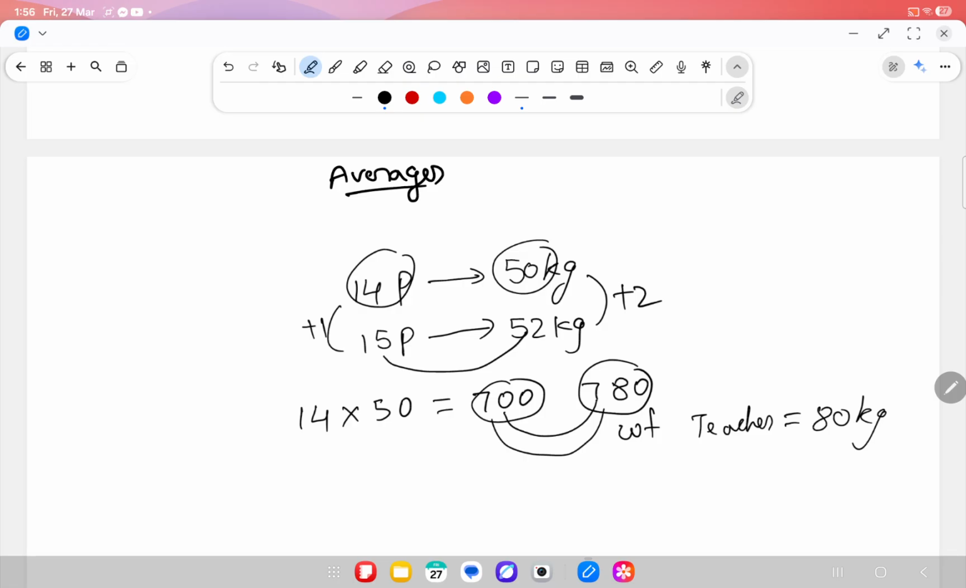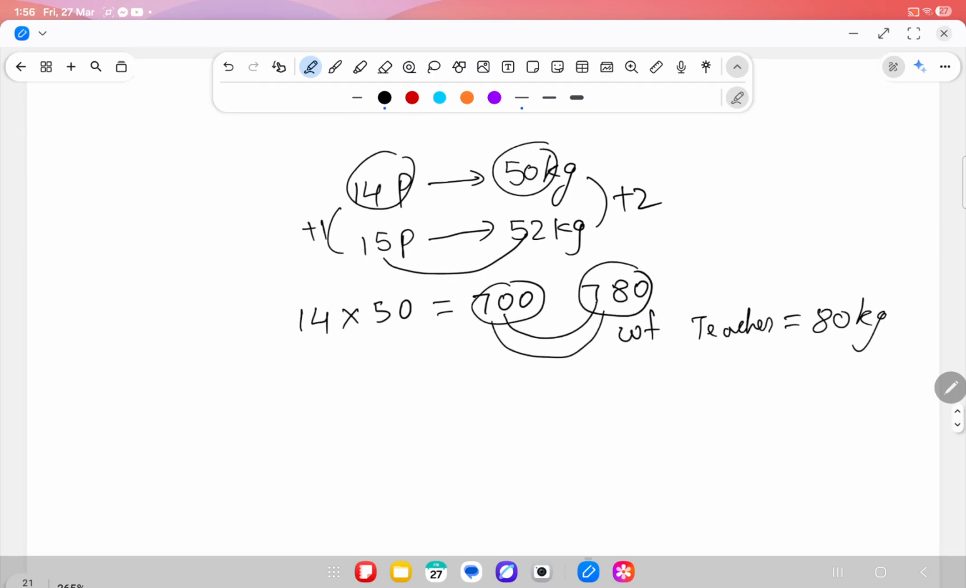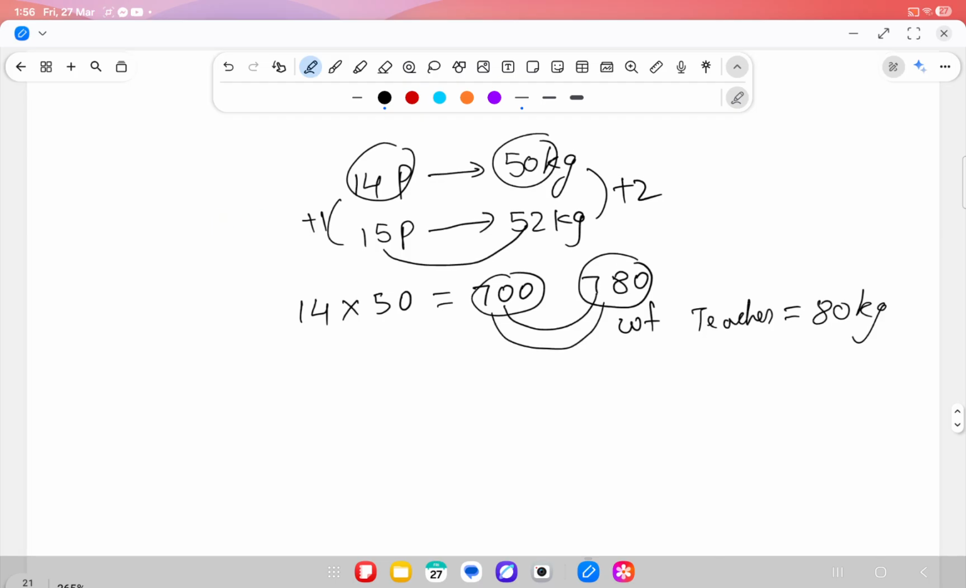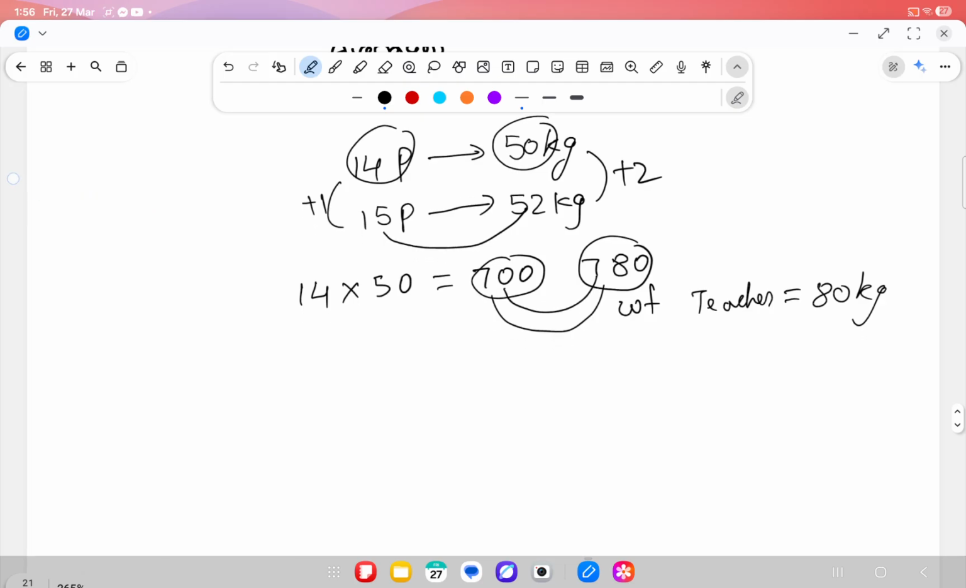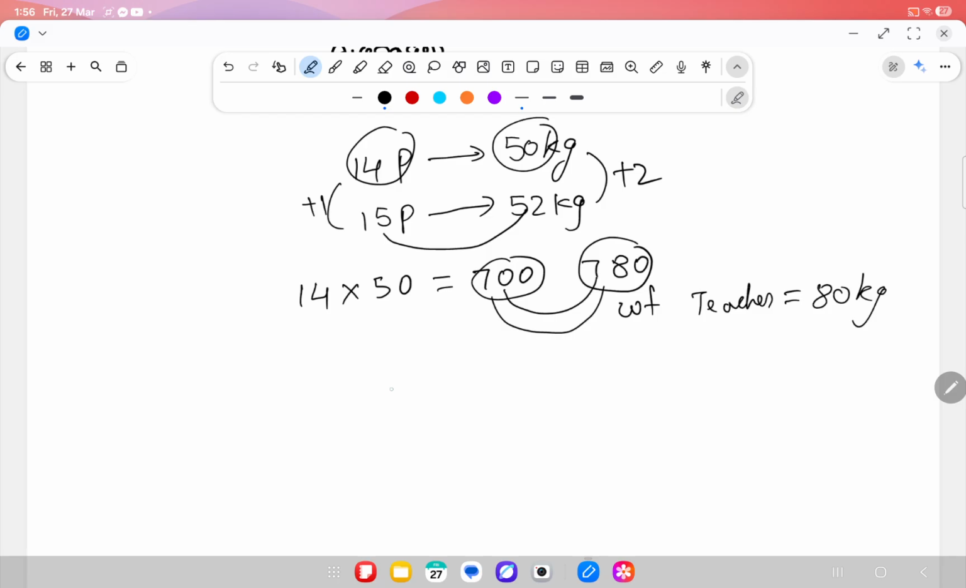Is there any method to solve this? Yes. But the method came from the process only, like the shortcut came from the method. What is the shortcut? See, actually we are doing 52 into 15 minus 14 into 50.